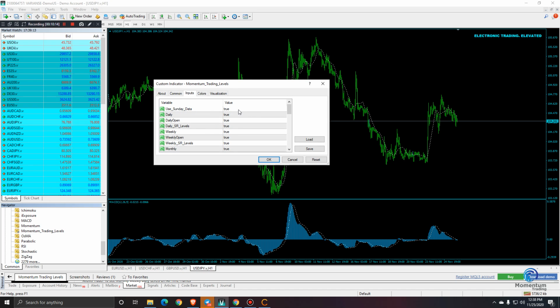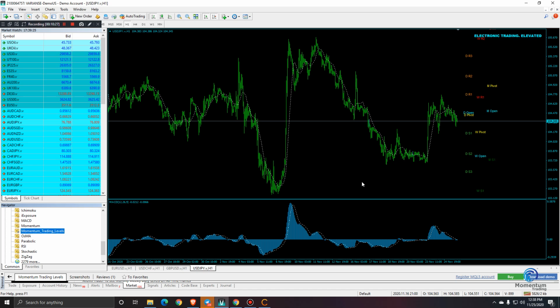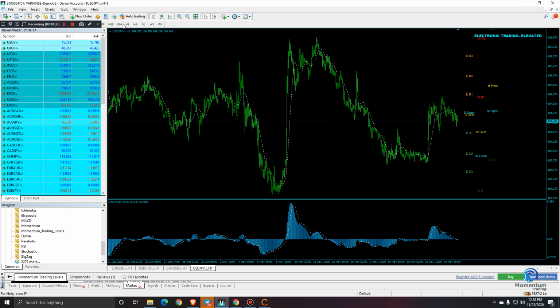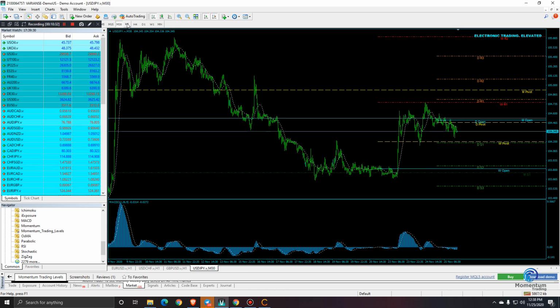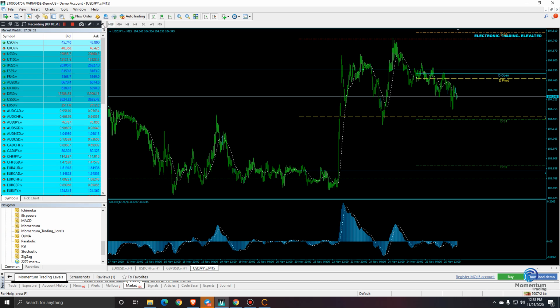What that does is it goes back to more like a TradingView type equation for your pivots. Gonna hit OK. Sometimes it does this. You just gotta switch time frames real quick, and it'll actually populate the levels. Your time frames are up here, no biggie.